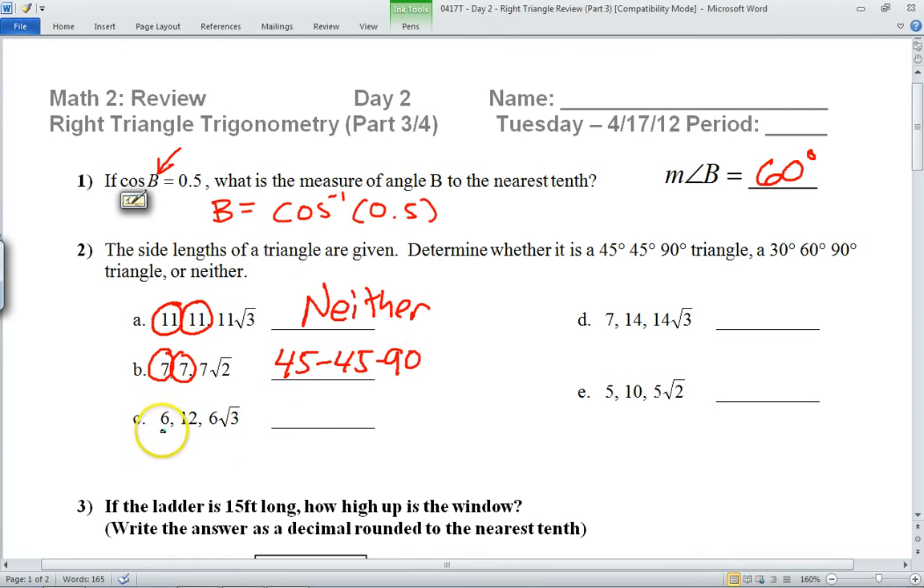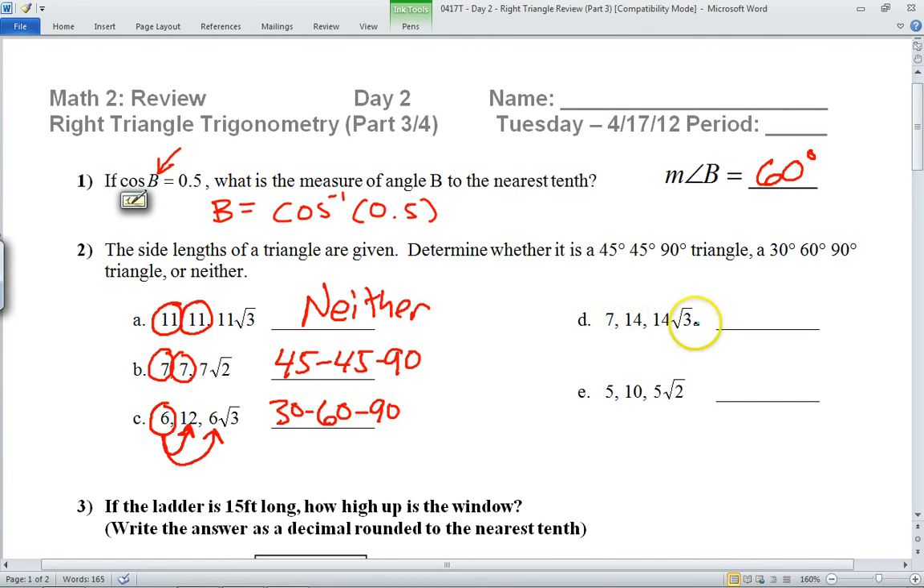Look at this one. It looks like this might be a 30, 60, 90 triangle. If so, 6 is the short leg. If we double it, that should give us the hypotenuse. There it is. 12 could be the hypotenuse. If we take that short leg and multiply by radical 3, that should give us the long leg. And there it is, 6 radical 3. So this is a 30, 60, 90 triangle.